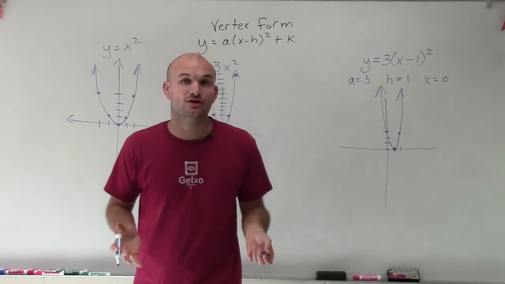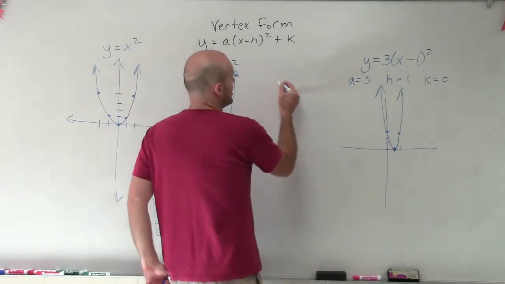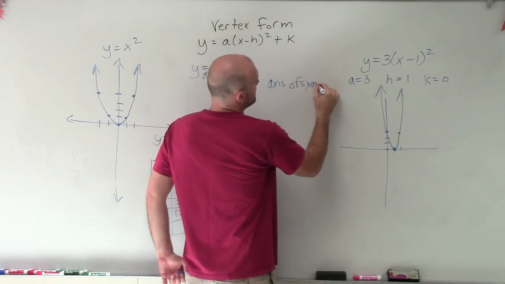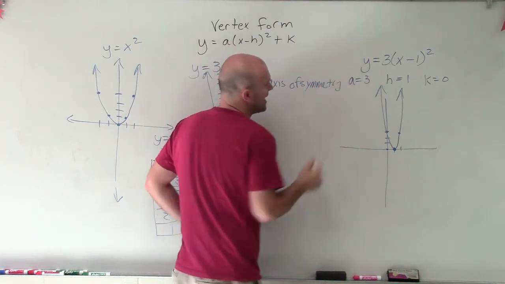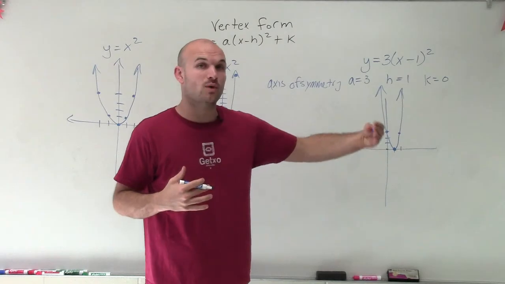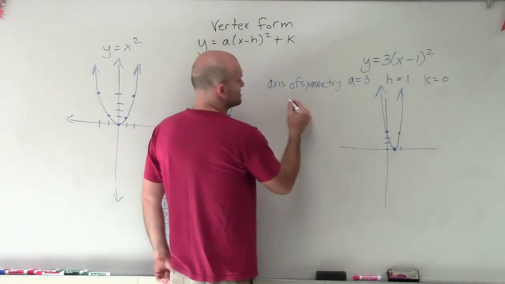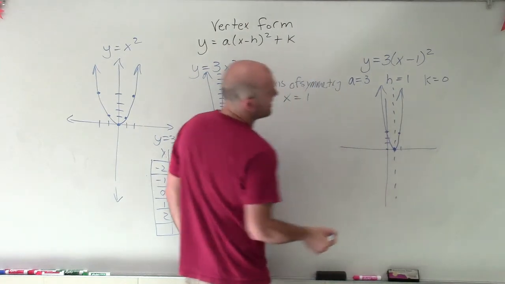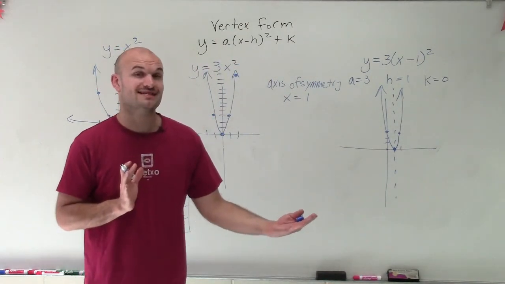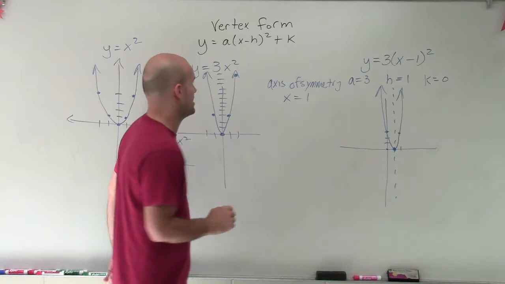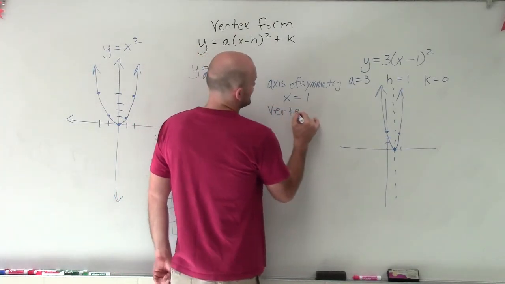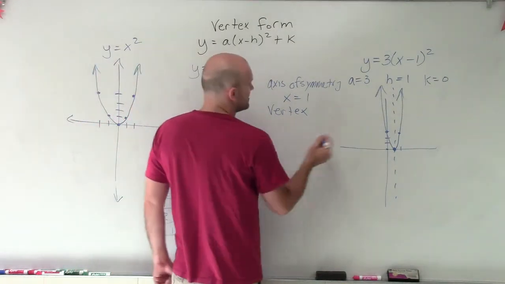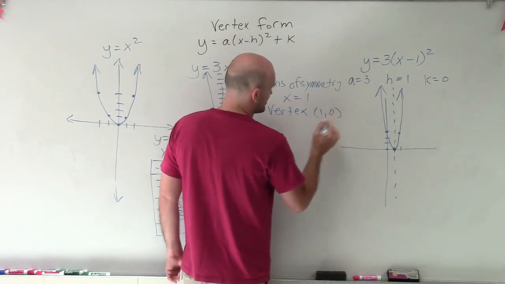So now let's take a look at what our important points are. Well, our axis of symmetry has now been moved. We've now translated our graph over 1 unit to the right. So now we can say our axis of symmetry is the vertical line x equals 1. And that's the line that my graph is symmetrical about. Our vertex has also been shifted 1 unit to the right. Rather than being at 0, 0, now it's at 1, 0.